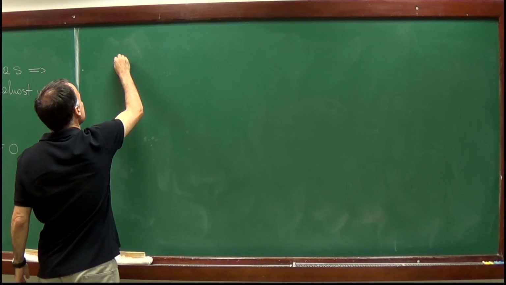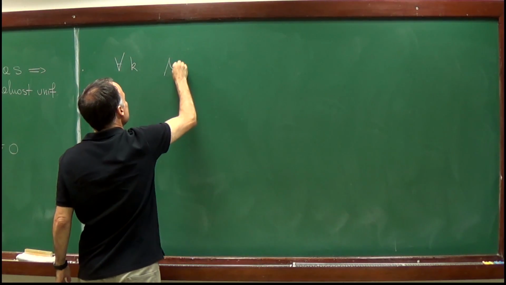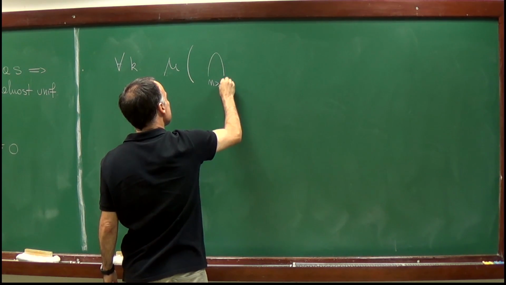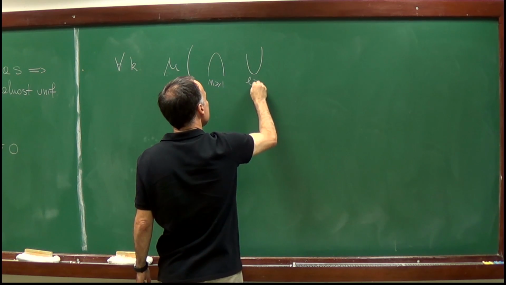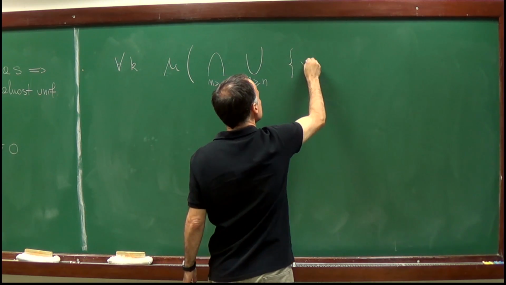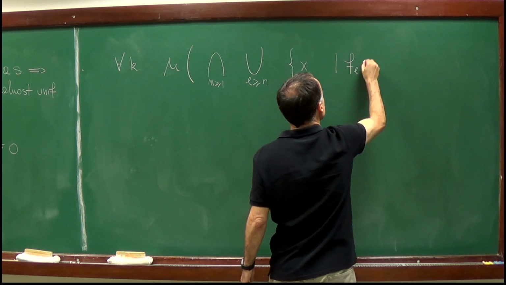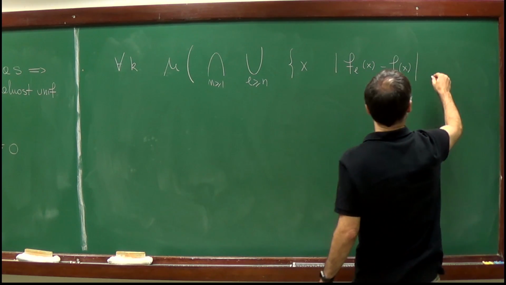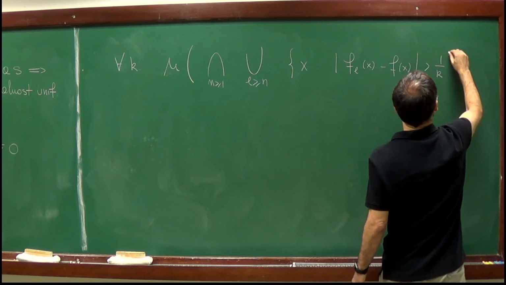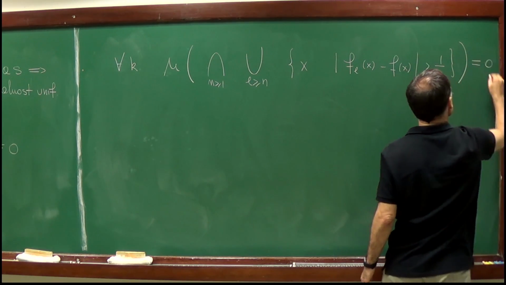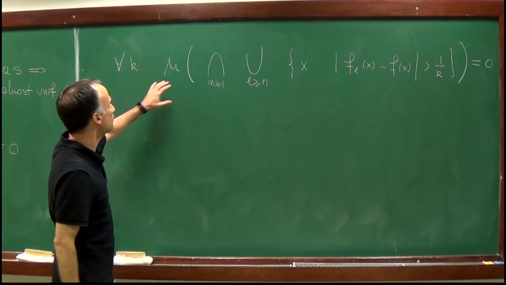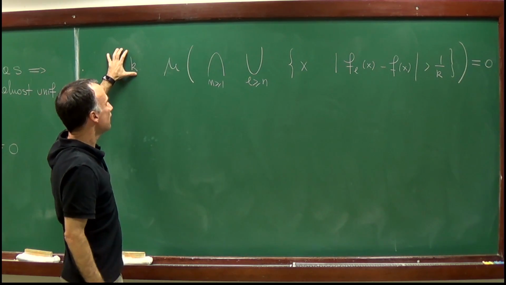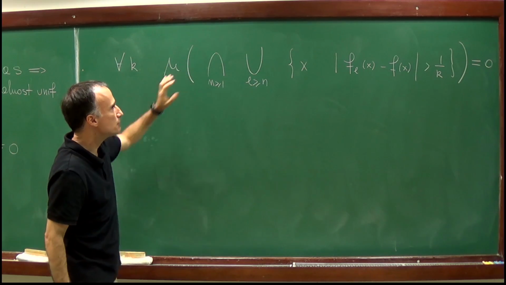We just proved that for all k, the measure of the intersection over all n larger than 1, the union over all L larger than n of the points x such that fL of x minus f of x is larger than 1 over k, has measure 0. Okay? So this is what I claimed. We had here a union over all k. Since the measure of the union was 0, this was equivalent to saying that for all k, this measure is equal to 0.